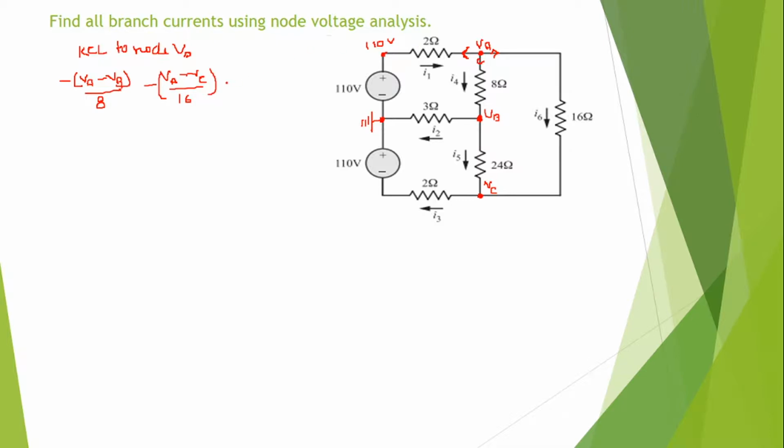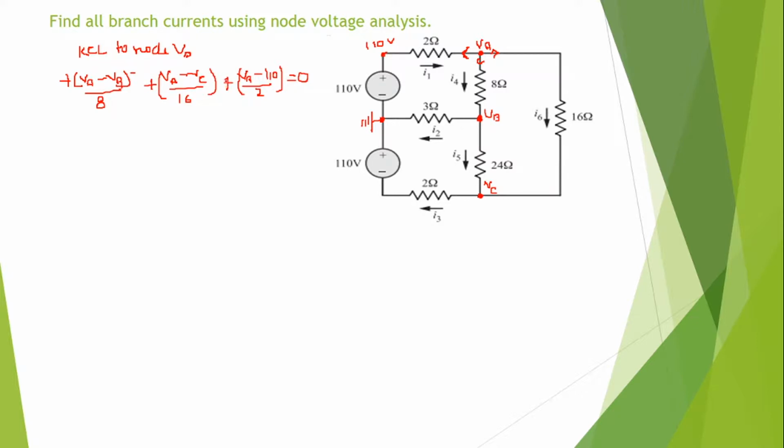So, this is minus (VA minus 110) divided by 2 equal to 0. So, no source current is present in the network. So, multiply with a minus sign. Multiplying with the minus sign, it becomes a plus.